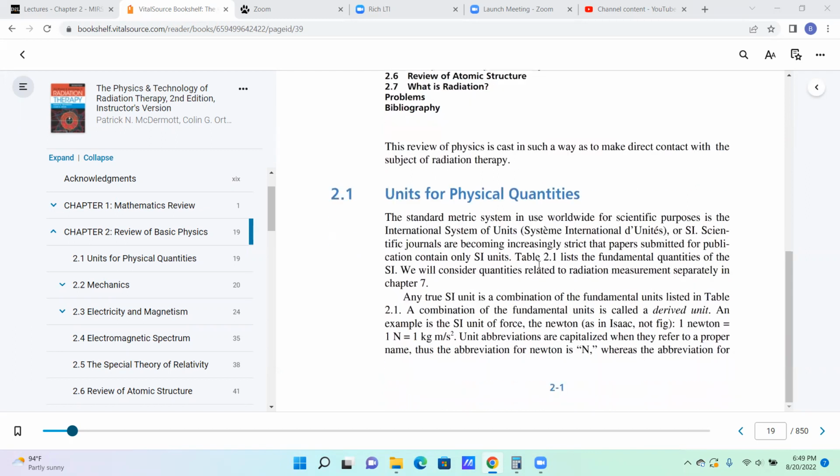So here in the first section, you're going to be looking at units for certain physical quantities. So you've got SI units, a standard system that makes it a lot easier to be able to compute certain quantities. Any true SI unit is a combination of fundamental units listed in table 2.1.